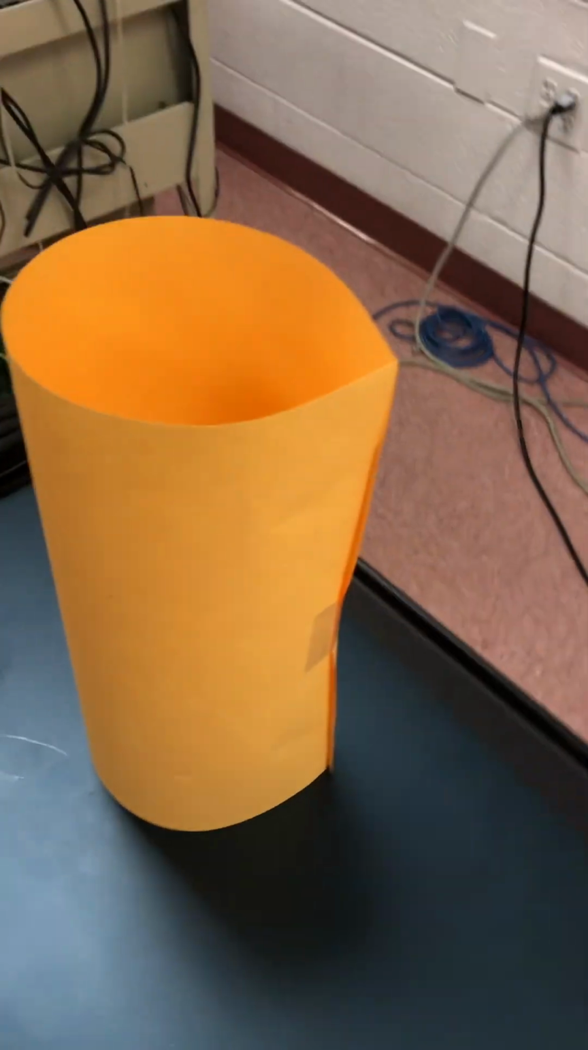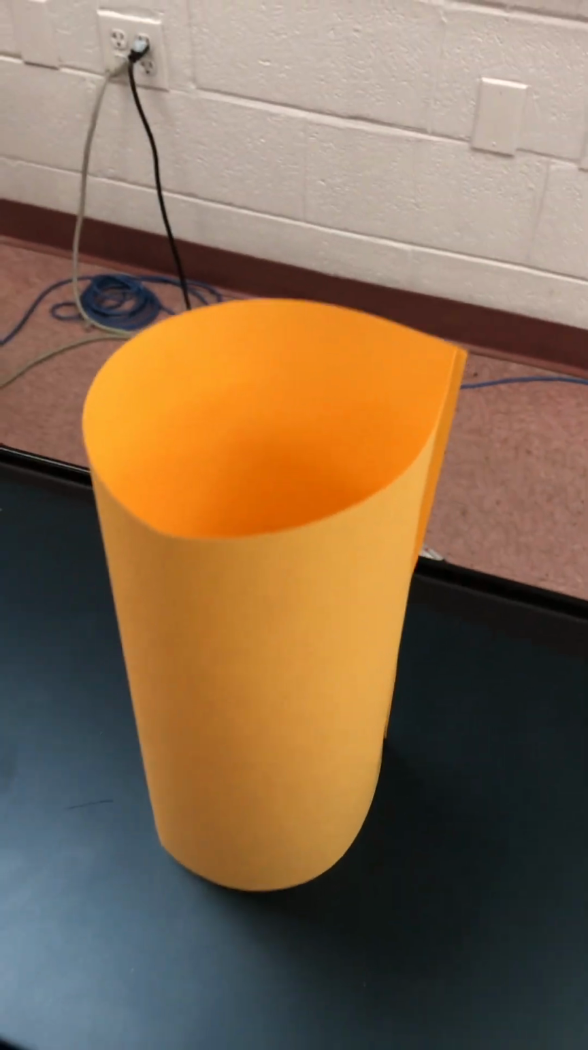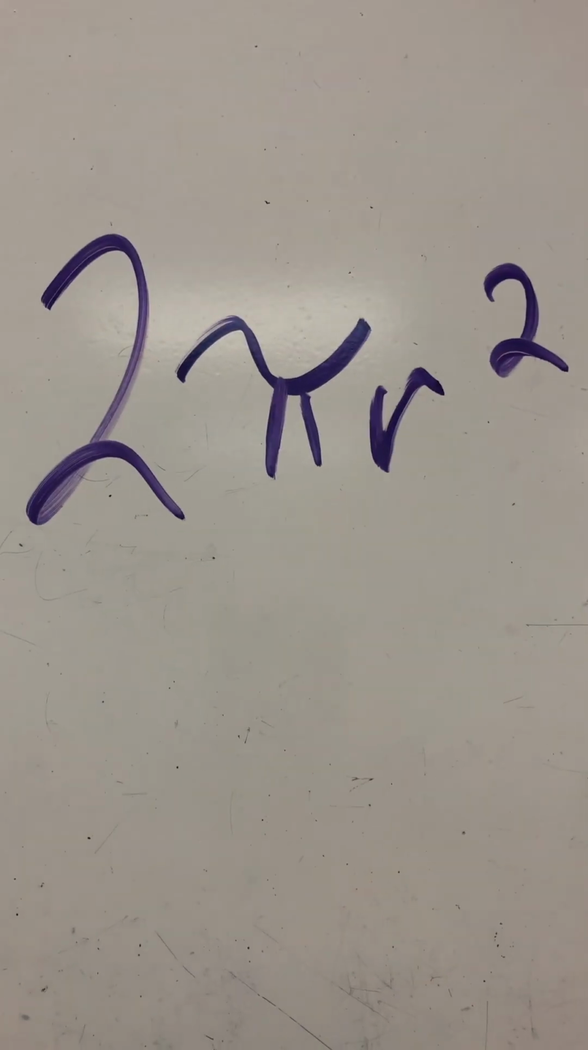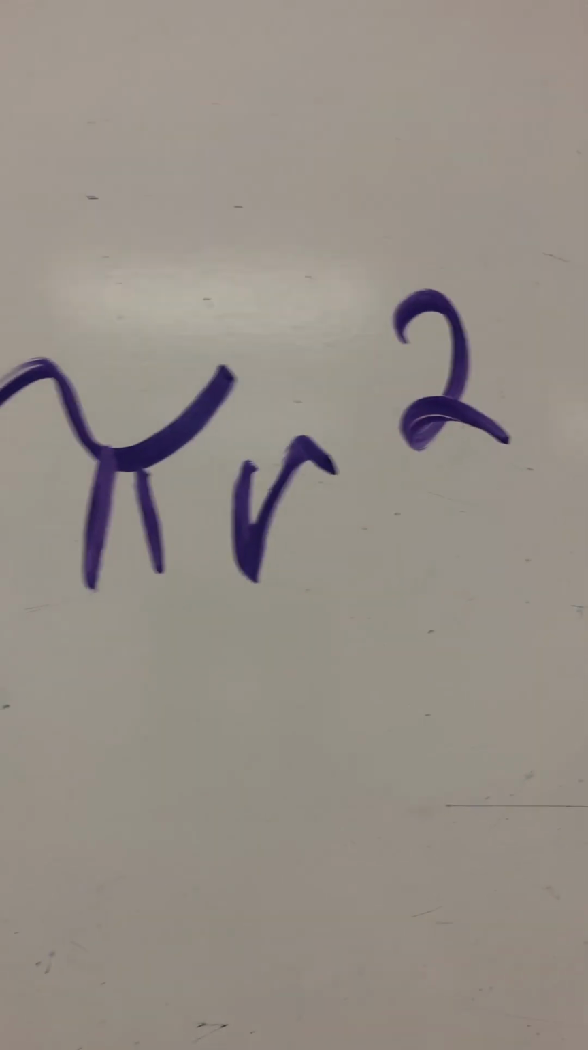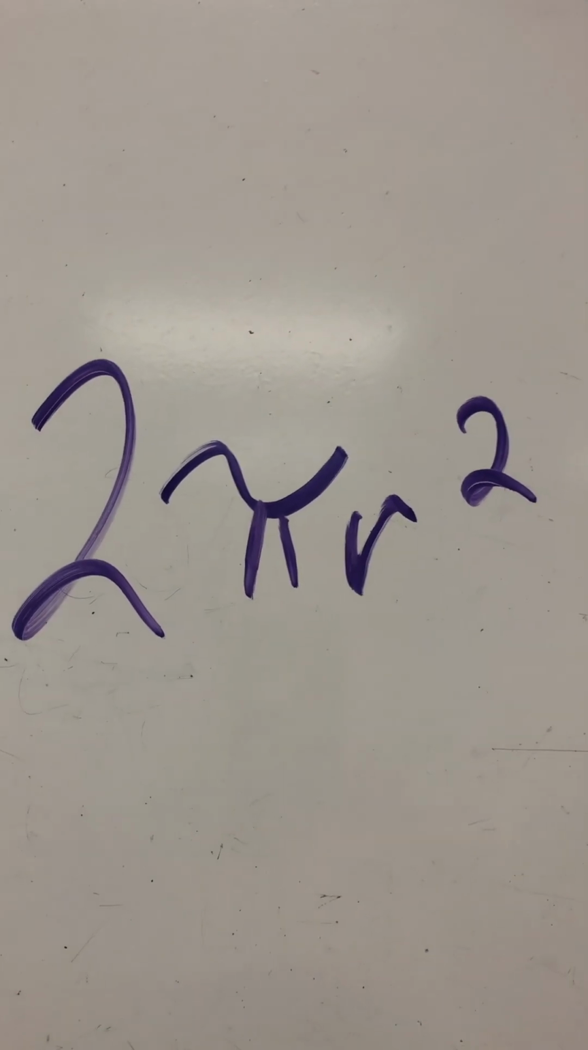Okay, so how many circles do I have? I have one circle here, and then I have one circle here, right? There's two circles. So to find the surface area of a cylinder, the first thing you need is 2 pi r squared, because pi r squared is the area, and I need 2 of them, so it's 2 pi r squared, right?